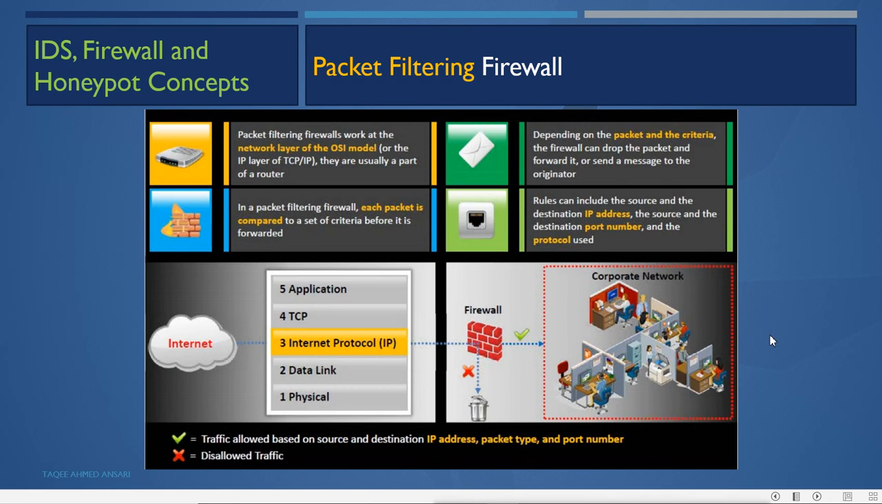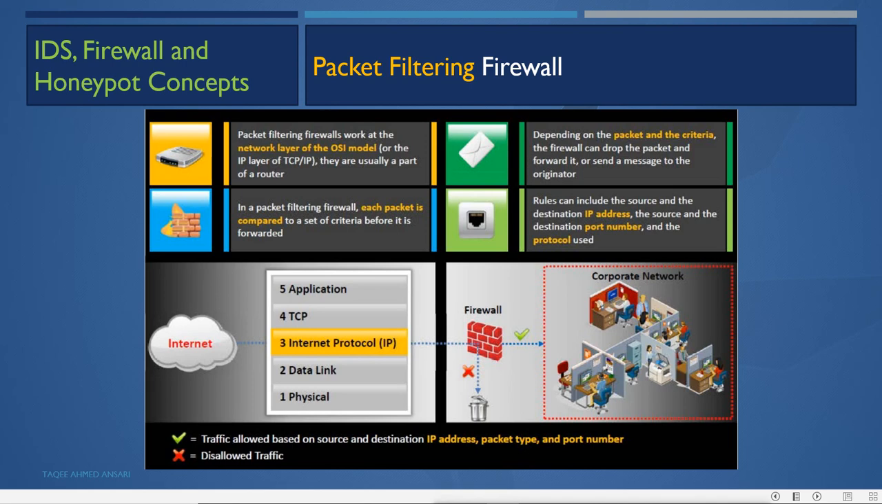So first, the packet filtering firewall. The packet filtering firewall works at the network layer of the OSI model, or the IP layer of TCP/IP. They are usually a part of a router. In a packet filtering firewall, each packet is compared to a set of criteria before it is forwarded. Depending on the packet and the criteria, the firewall can drop the packet, forward it, or send a message to the originator.